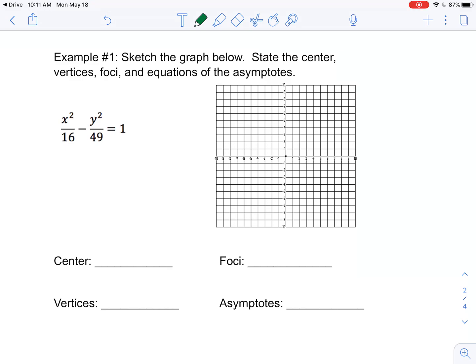So first thing I like to do is decide, am I opening horizontally or vertically? I notice that I have the x squared first. So in my mind, that means that the x squared over 16 is bigger than y squared over 49 because I'm subtracting. So that means I am going to be opening horizontally.